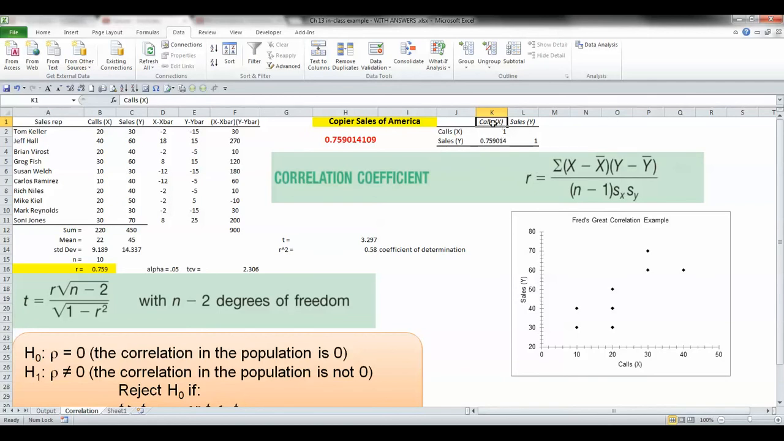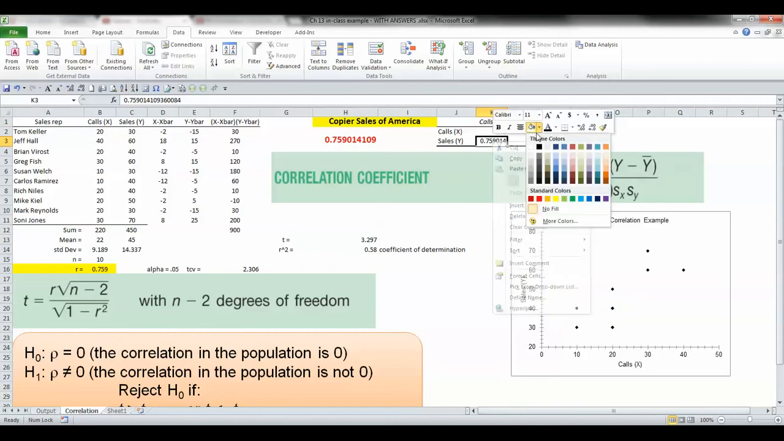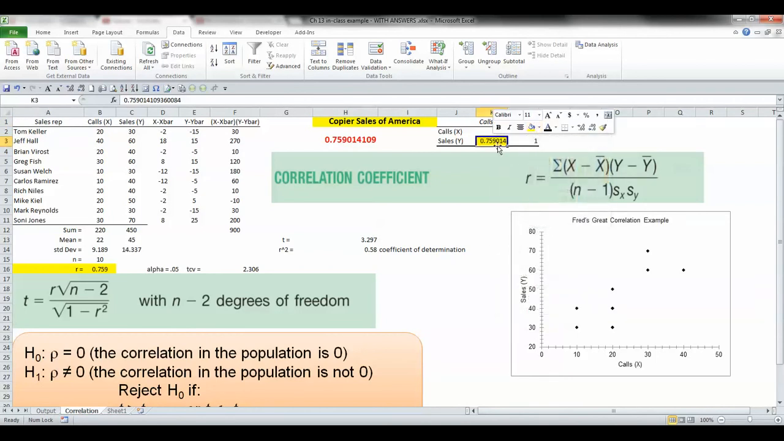Since we only have the two variables, you get the ones on the diagonal, because if you think about this, if you were to get a correlation coefficient of calls and calls, we would expect it to be a perfect correlation because it's the same data. And likewise, sales and sales correlation coefficient would be 1 because it's the same data. So the value that's important to us is right here, and that is the correlation coefficient between calls and sales.